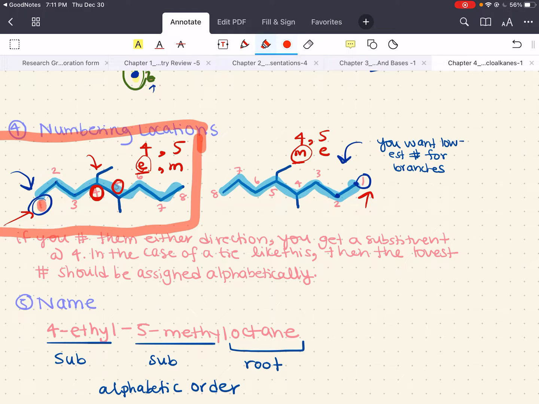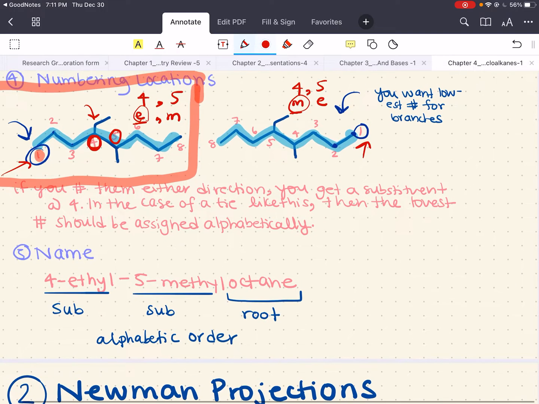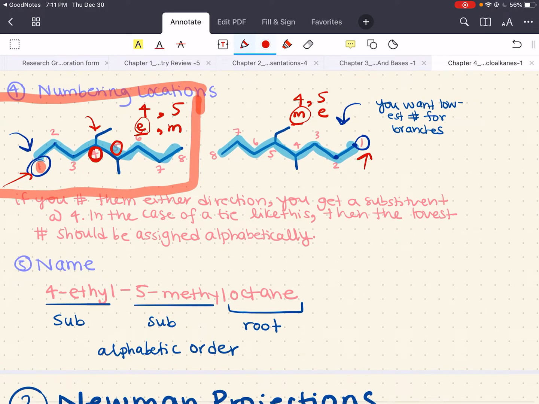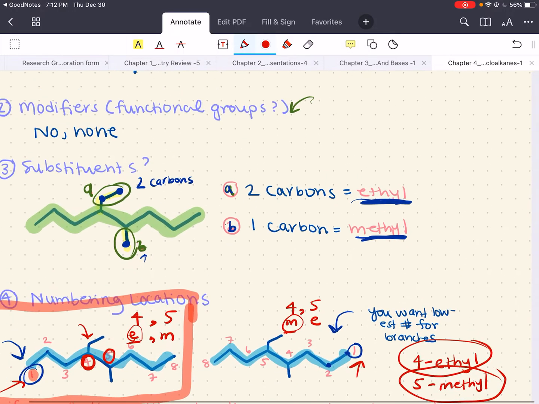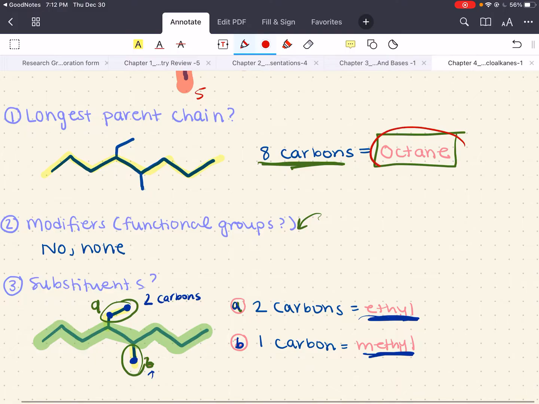So we're going to start 1 here and go so on and so forth. Okay, so we've chosen our numbering style. And because we've chosen our numbering style, we also want to go ahead and write that at position 4, we have an ethyl, and at position 5, we have our methyl. Cool. So now we have everything, all right? We have 4 ethyl and we have 5 methyl. We have the numbering of our substituents. We have the name of our parent chain.